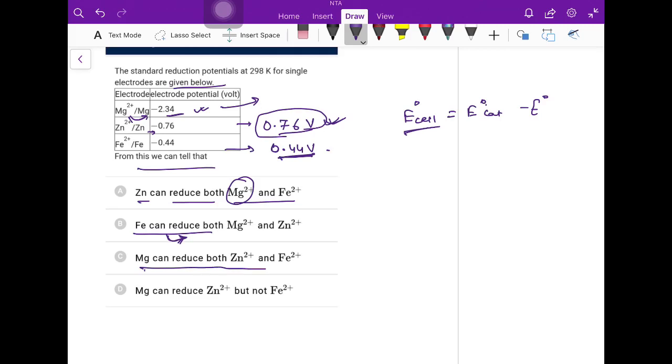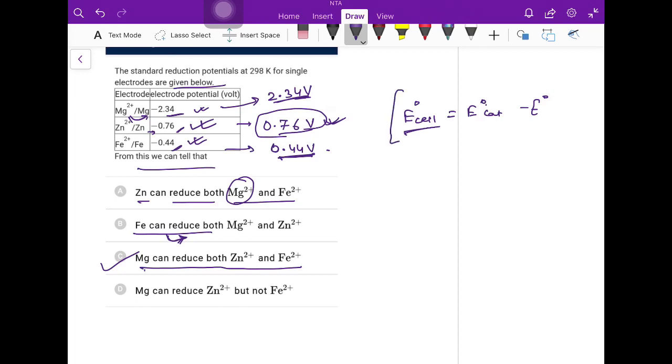Mg can reduce both Zn2+ and Fe2+. When Mg gets oxidized, it produces 2.34 volt, and this 2.34 volt can be used to reduce these also, because it needs 0.76 volt to reduce, and this needs 0.44 volt to get reduced. So this is the correct answer. Magnesium can reduce both zinc 2+ and Fe2+ ion.